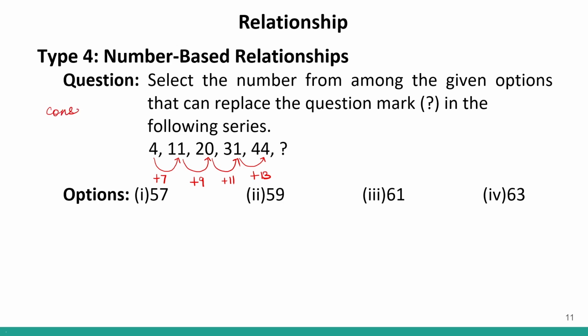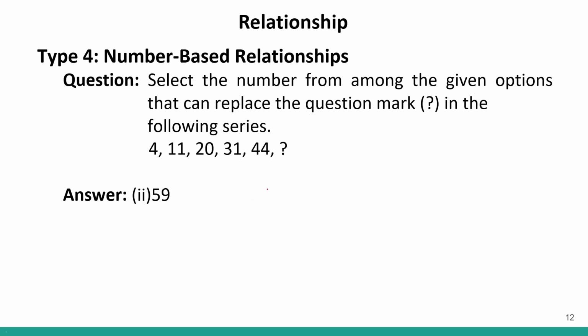These are consecutive odd numbers, right? So the next one will be plus 15. So plus 15 will be 59. This would be the answer. 59 is given in option number 2. So option number 2 would be the correct answer to this question. Right? Okay. This was type 4, number-based relationship.